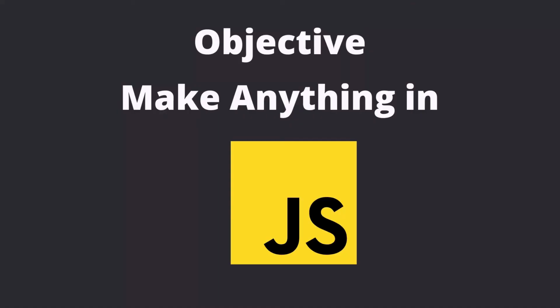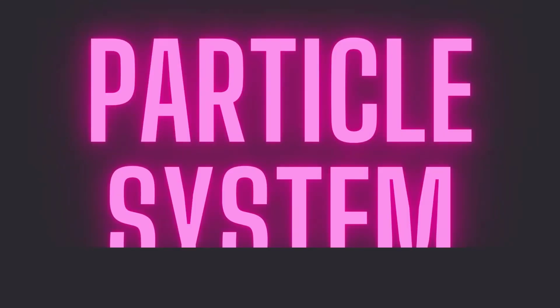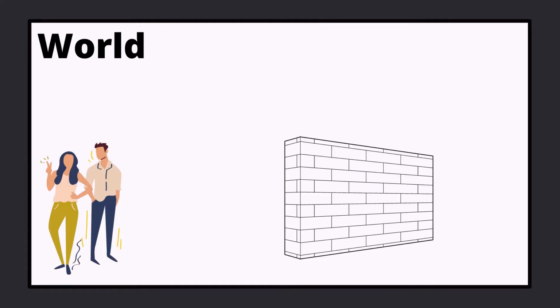My objective for this video is to make you understand how you could use JavaScript to make almost anything. So what exactly is a particle system? In any video game, there is a concept of a world, and in this world there are objects. Objects can be anything: a player, a wall, literally anything.